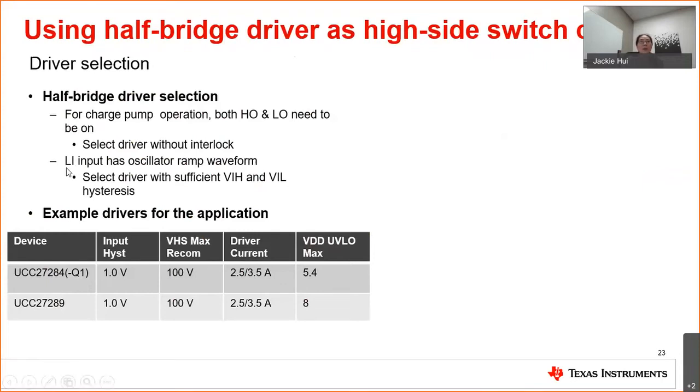Another thing to pay attention to is to choose a driver that has sufficient VIH and VIL hysteresis, because the hysteresis determines the on durations of the self-oscillating pulses. Here are 2 examples of drivers that you can use for such applications: one is UCC27284 and another one is UCC27289.